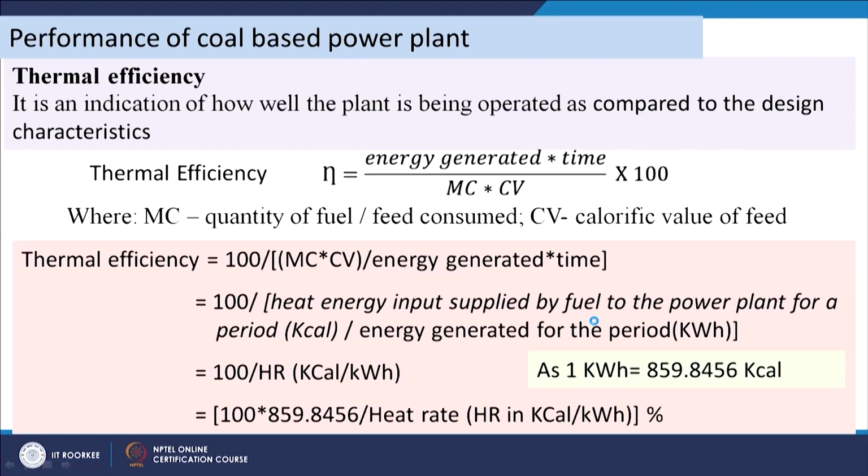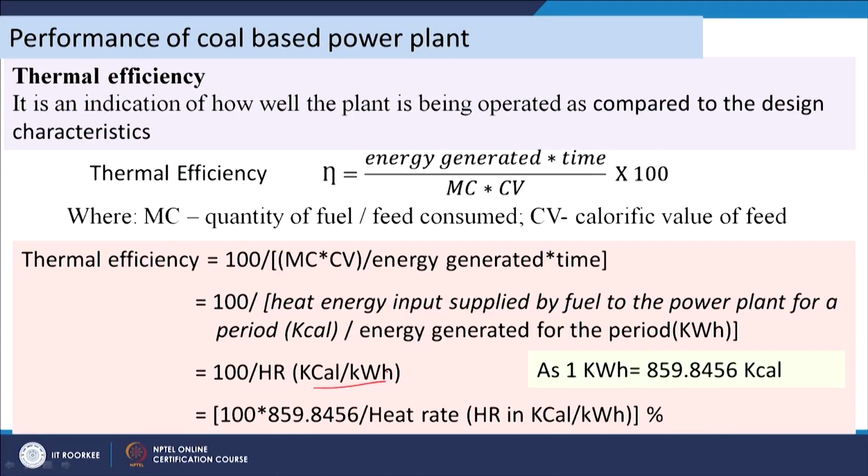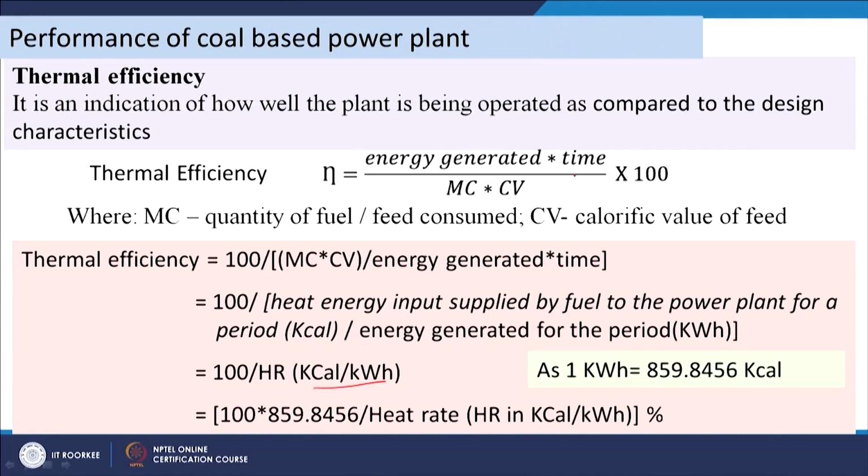Now, what is the thermal efficiency? Thermal efficiency is the inverse of this, the heat rate, that is 100 by HR in kilocalorie per kilowatt hour. So, thermal efficiency is defined as the energy generated into time divided by the amount of fuel used into the calorific value of the fuel. Now, how much energy you are getting per unit amount of heating value of the fuel. So, that is the energy efficiency.